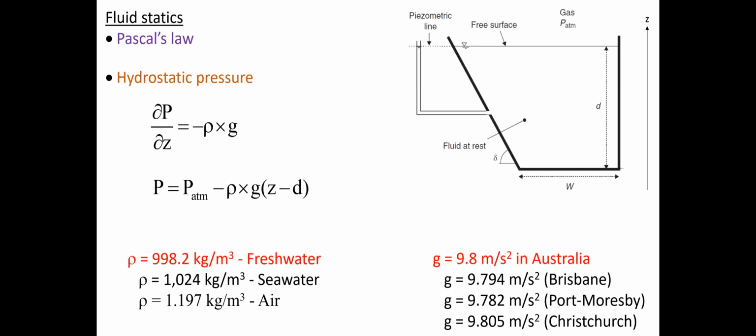Let us start with basic fluid statics. The pressure in a fluid at rest is driven by Pascal's law, and the pressure gradient is hydrostatic. That is, dP over dz equals minus rho g, where P is the pressure, z is the vertical elevation positive upward, rho is the fluid density, and g is the gravity acceleration. In turn, the pressure variation with depth is a linear function.